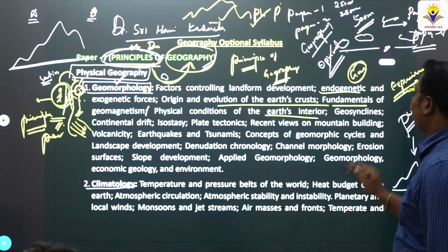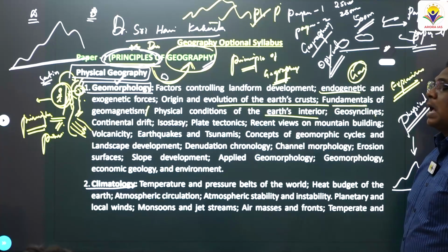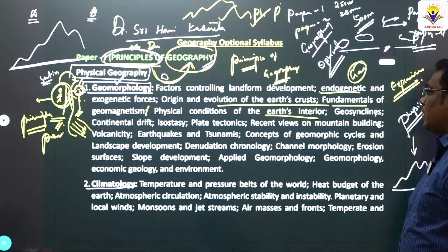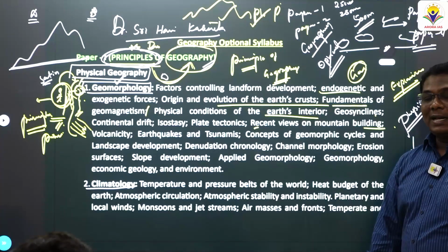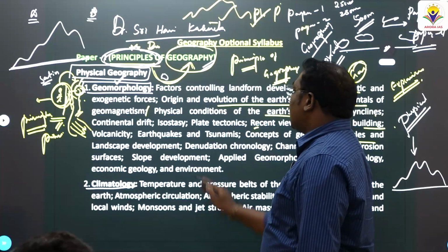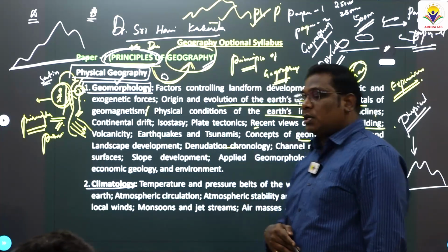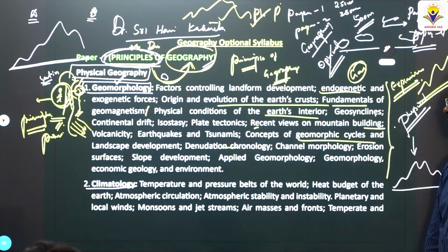physical conditions of the earth's interior, and geosynclines, continental drift theory, continental drift, isostatic equilibrium, plate tectonics, and the recent views of mountain building, volcanicity, earthquakes, tsunami, concept of geomorphic cycles, landscape development and denudation chronology. All these are related to the structures present over the surface of the earth. That's why it is called geomorphology.